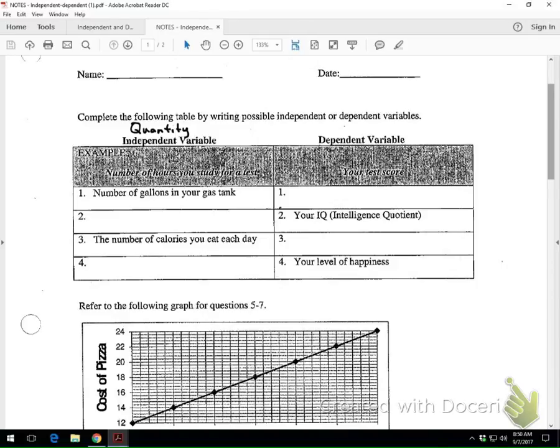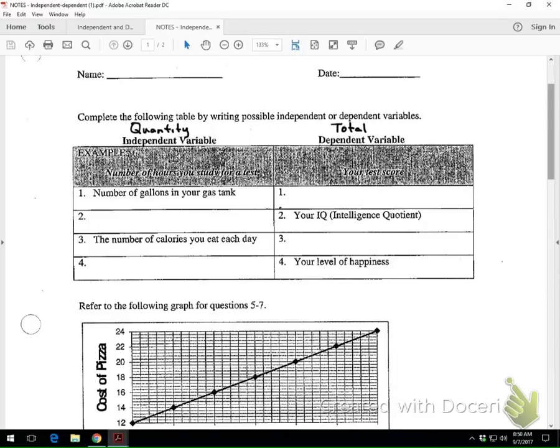Dependent is usually going to be a total amount. Total amount of dollars, total amount of this in the end, stuff like that. That's a good way to keep it understandable. So, number of hours you study for a test, your test score. You get a total grade in the end, right? So that'd be a dependent.